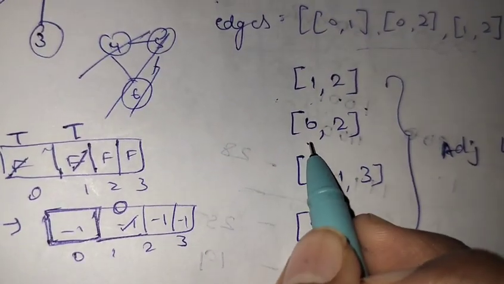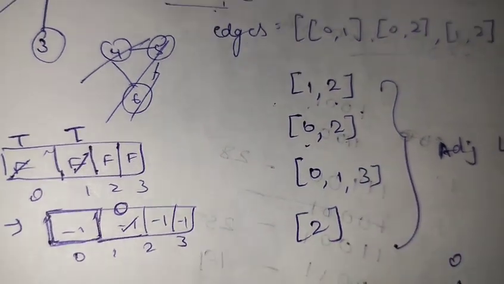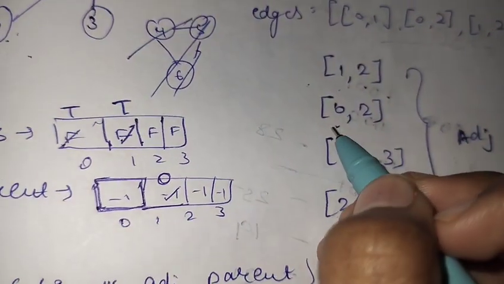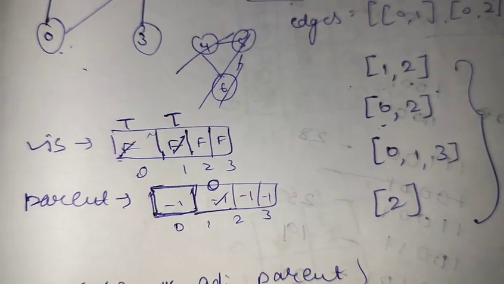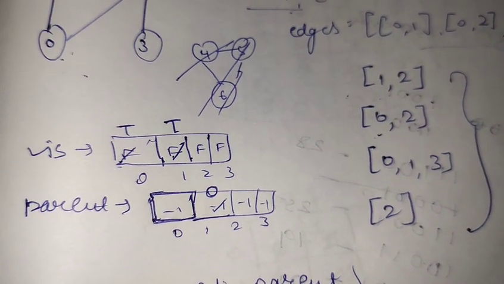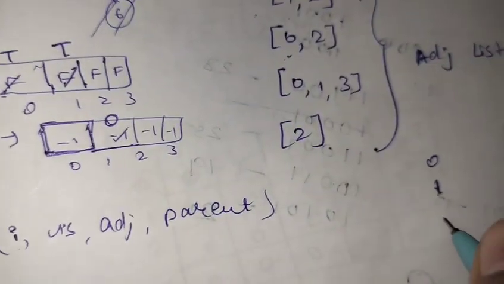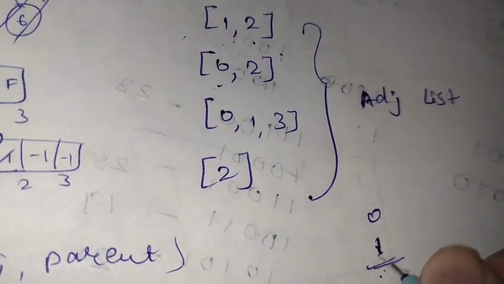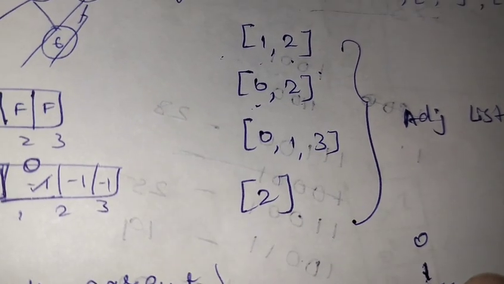Now we will check the adjacency list of 1, which is 0 and 2. 0 is already true. So I'll check whether the 0 matches with the parent of 1. Since it was my parent, I'm doing DFS of this, its parent matches with this one.